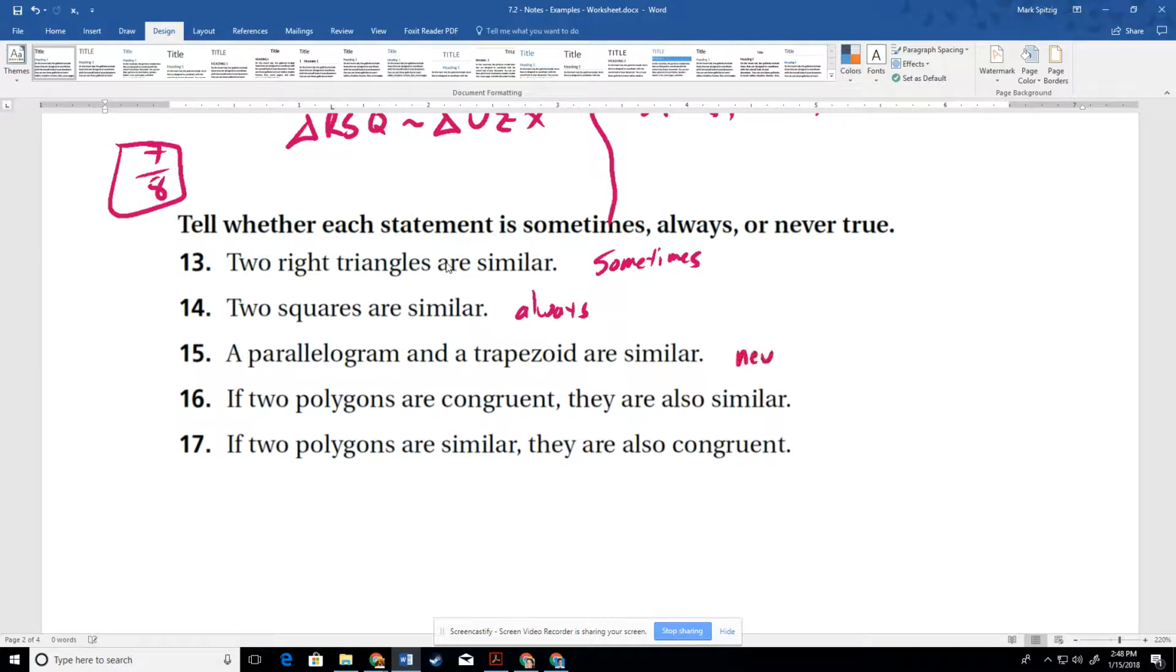That would be never. Again, a parallelogram has both pairs of opposite sides being parallel, and a trapezoid only has one pair of opposite sides being parallel. So there's no way that those angles could be congruent. So they can't ever be. So they won't ever be similar.